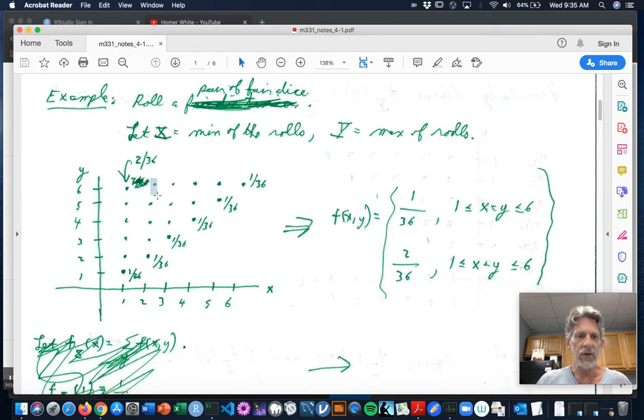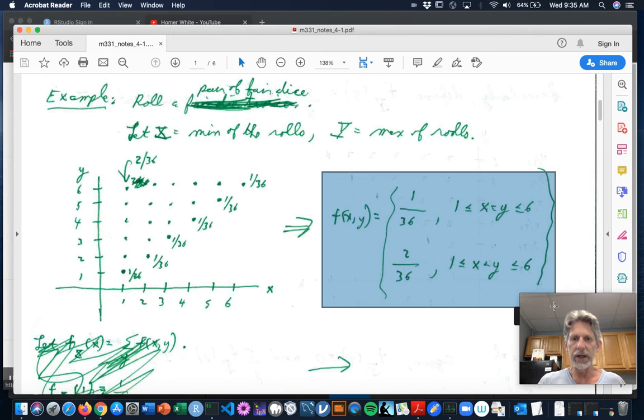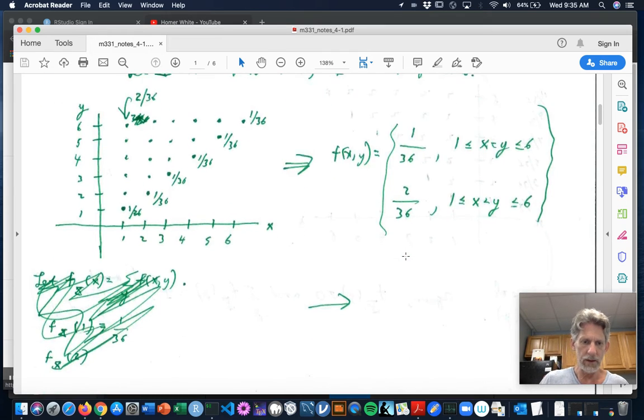And when you work it out, for every other one of these points above that diagonal, the chance is also 2 over 36. I just really didn't have room to write all those fractions in my drawing here. But if I needed it as a formula, I could do it. f of (x, y) is a piecewise defined function, which is 1 over 36 when x equals y, and it is 2 over 36 when x is less than y. Okay.